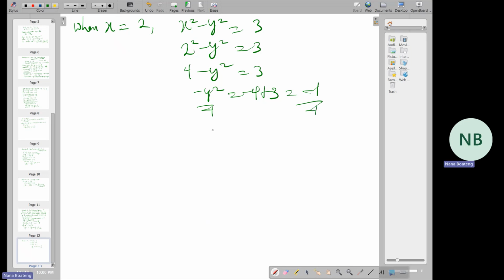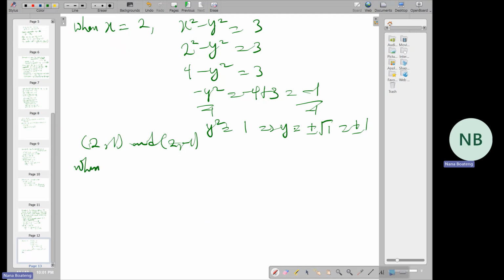So we'll have y squared is equal to 1, which implies y is equal to plus or minus square root of 1, which is equal to plus or minus 1. So when x is equal to 2, we have 2 and positive 1, and also 2 and negative 1 as solutions to the equation.